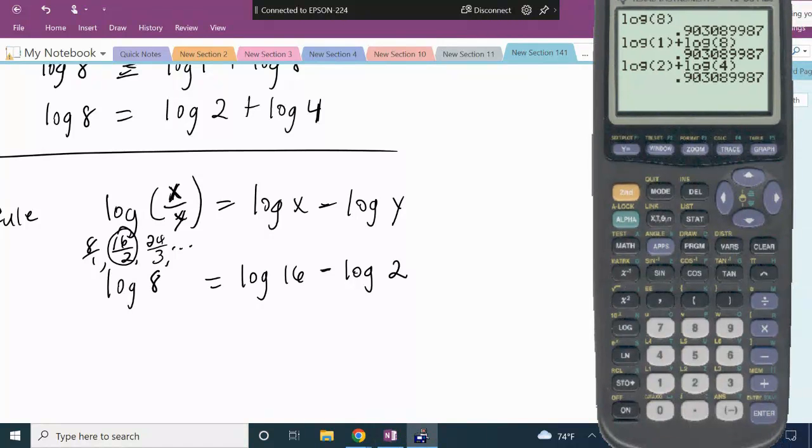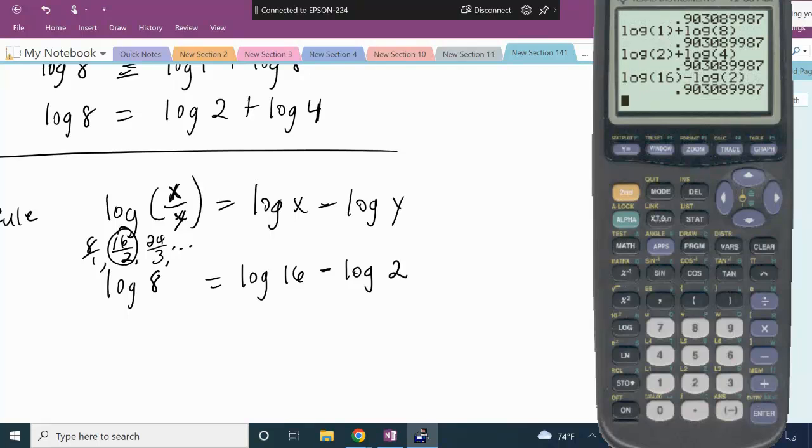So I'm going to put that into the calculator. The log of 16 minus the log of 2, and I get that same value, 0.903. You could do that for 8 divided by 1. You could also do that for 24 divided by 3.